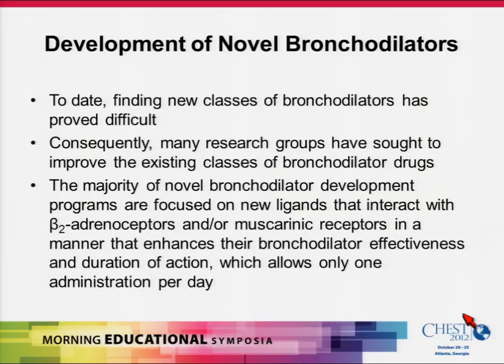It's clear that to date it's extremely difficult to find new classes of bronchodilator, and for this reason many research groups have focused their attention on the possibility of improving the existing class of bronchodilators. And mainly, they are looking at how to create new ligands that interact with beta-2 adrenergic receptors and muscarinic receptors so that they can enhance their bronchodilator effectiveness and duration of action. And this could allow once daily administration.